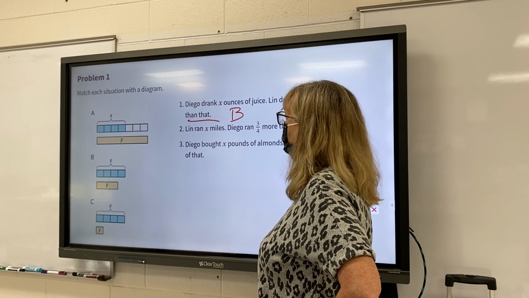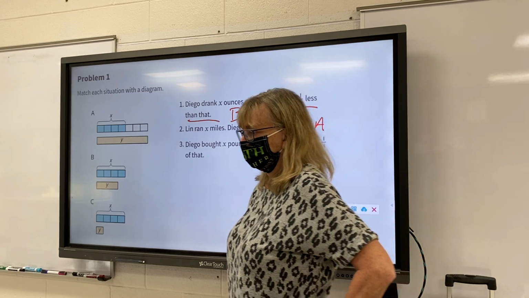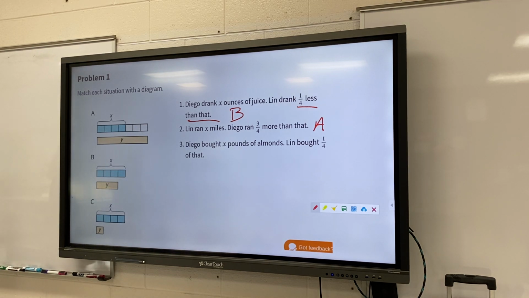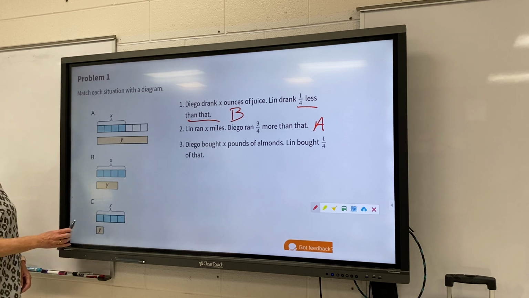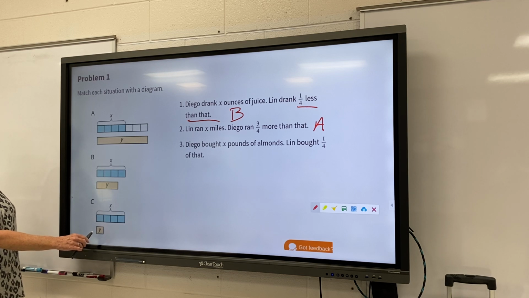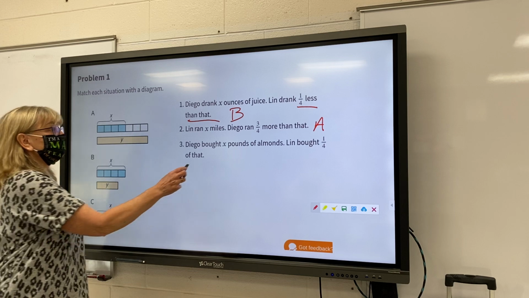Diego bought X pounds of almonds. Lynn bought 1/4 of that. So you think it's C? Prove it to me. Because see how it says Diego bought X pounds? That means in C, the X would be the top. X would be how many almonds he got. Lynn bought 1/4 of that, so how much Lynn bought would be Y. Good, that's a very good assumption. And this is 1/4 of that. So C is the correct answer.